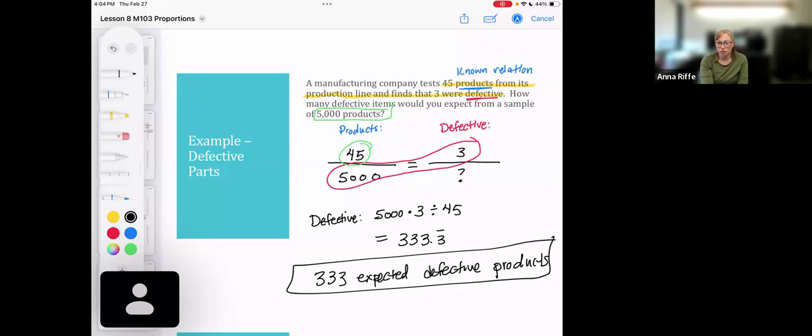Watch the rounding instructions on your quiz. Watch the context of the problems. It will specify how many decimal places to round to, typically, as you have seen. But for something like this, it's probably going to say round to the nearest whole number. Questions on that?